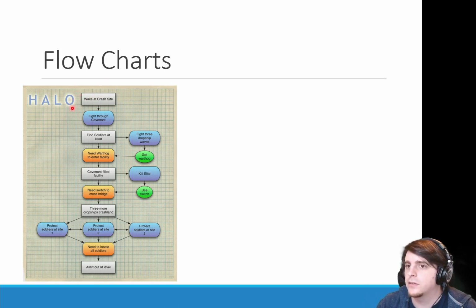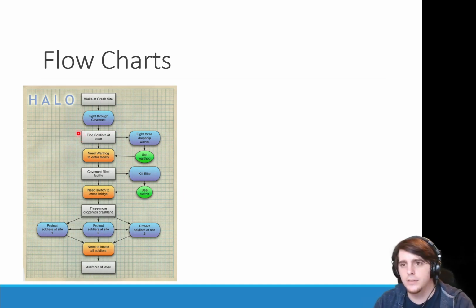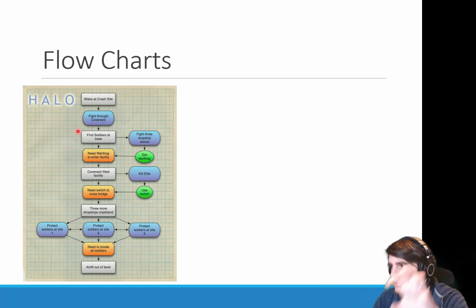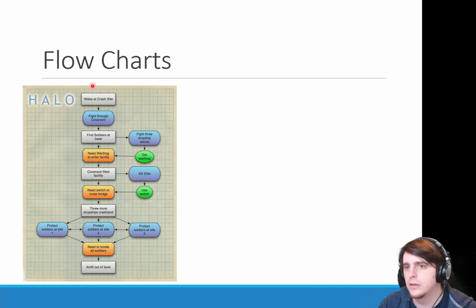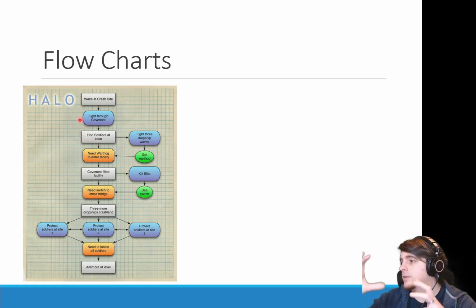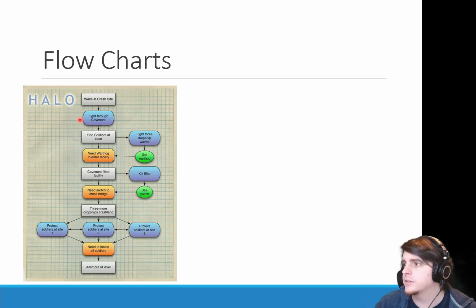So it starts at the crash site. These blue bubbles are enemy encounters. So all the places where the player might be fighting against a group of enemies. White boxes are just events. So these are kind of like main points in the flow of the level. So start at crash site, find soldiers at a base. And so these are kind of the events that string other encounters together.